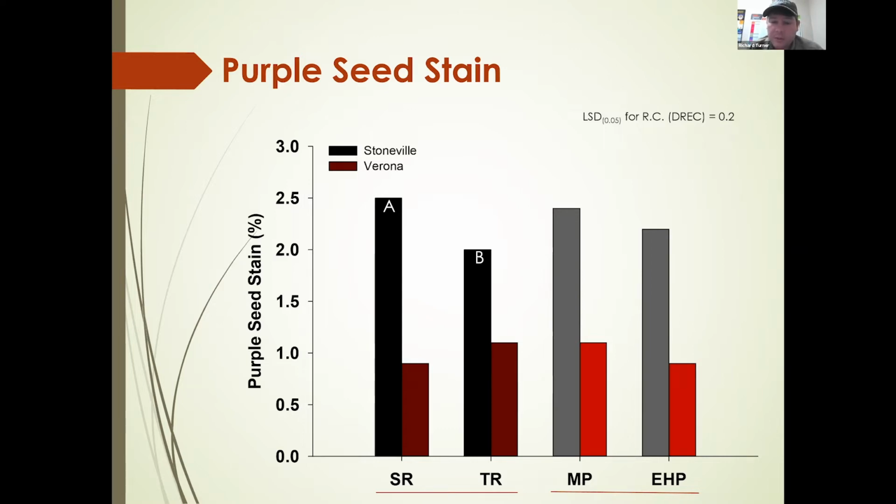But even though we see differences in bar heights and bar levels here, the only significant response we had with a whole plot impact was twin row reduced purple seed stain when compared to single row, only at Stoneville. So we didn't see it occur at any of the other locations or by seeding rate. It was just a whole plot row orientation effect.